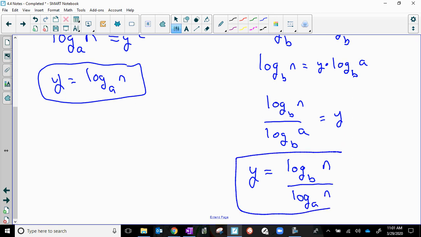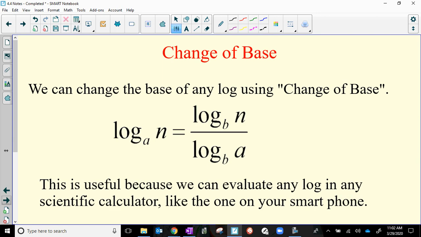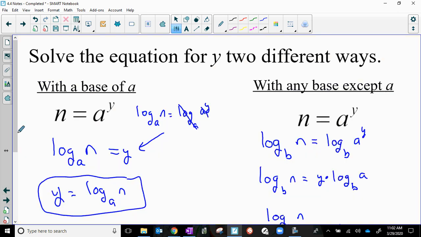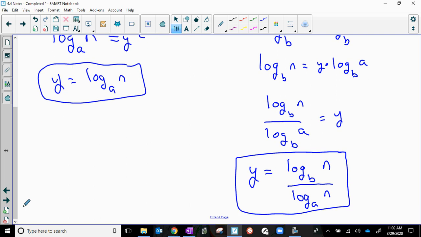So let's talk about this concept right here. This right here was a way to get y written by itself, and this is going to lead us into our next major property called the change of base property. So it was kind of neat that we could actually solve a logarithm with any base. So let's go back to that previous slide here. What we're seeing right here is that we have this is y and this is y, which means these two things are equal.